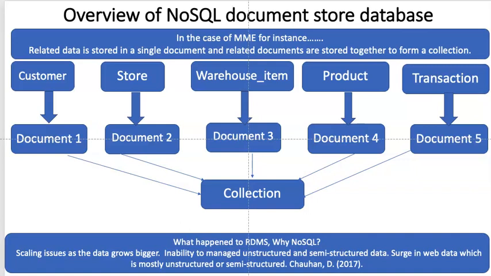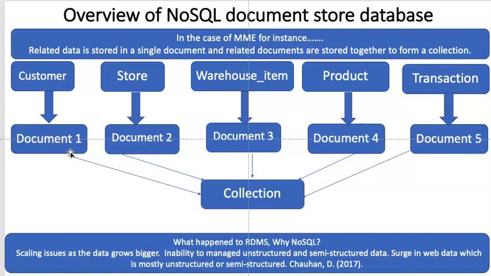So in the case of MME, for instance, customers with related data could be stored in document 1, and the stores with related data could be stored in document 2, the warehouse items in document 3, the products in document 4, and the transactions in document 5, and when these documents are grouped together, they form a collection.